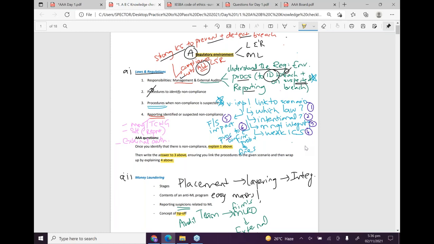If you're not comfortable, because with laws and regulations, that's the biggest problem. Either I'm unable to pick up that this is a suspected breach, or if I have, I don't know how to get 6-7 marks. So I know it's a breach, but what am I supposed to write for 7 marks? The answer is on the screen right now. This is what you have to do for 6-7 marks.